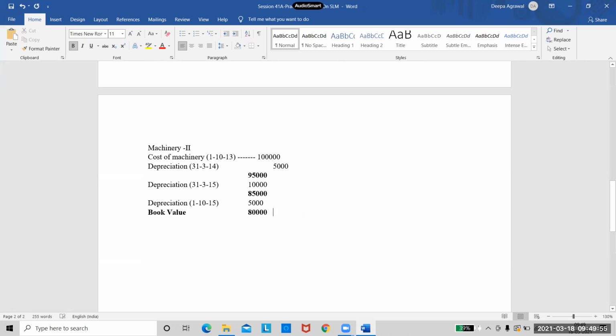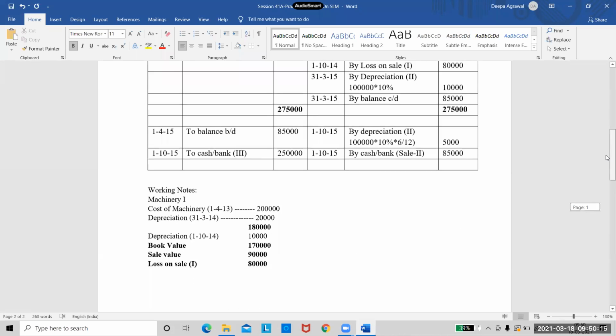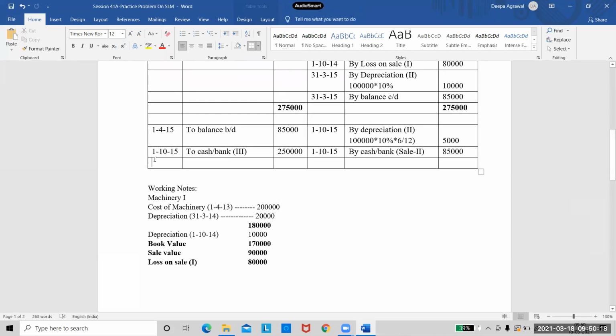Now see how much is your sale value. Sale value is 85,000. That means what do you have? You have profit on sale for second machinery. And the profit is how much? 5,000. So this profit should go on the debit side. So come back to the debit side and write here 1st October 2015, to profit on sale in brackets second machinery, that is 5,000.